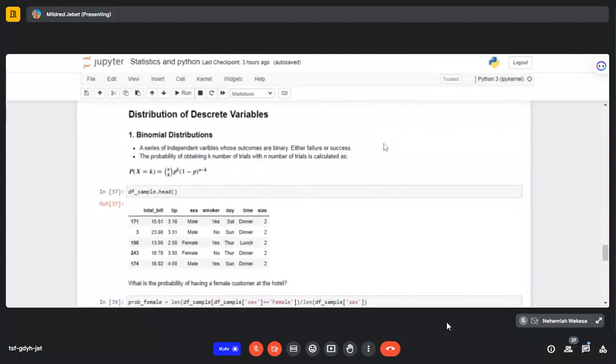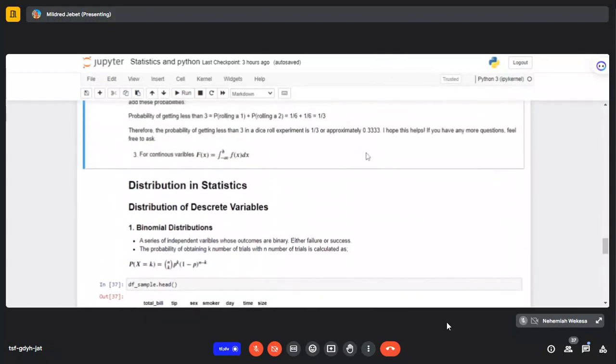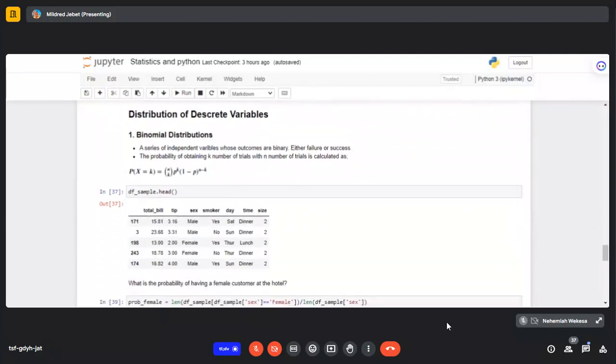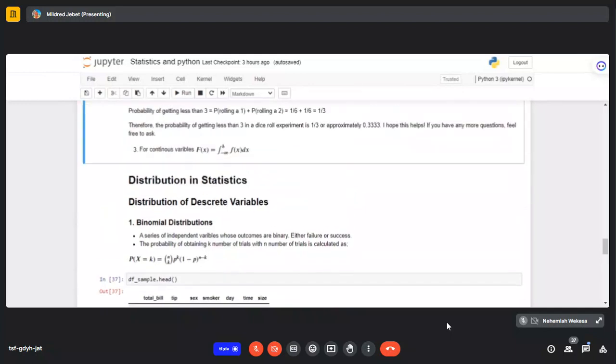So now we go to the distributions in statistics, and today I'll only talk about the distributions of the discrete variables, and maybe tomorrow Nehemiah will take us through the distribution of the continuous variables. For the discrete variables, we have three kinds of distributions: the binomial distribution, the Bernoulli distribution, and the Poisson distribution. Here I'll talk about the binomial distribution.